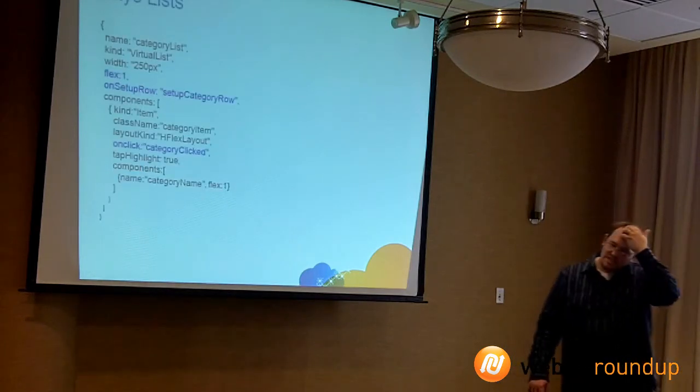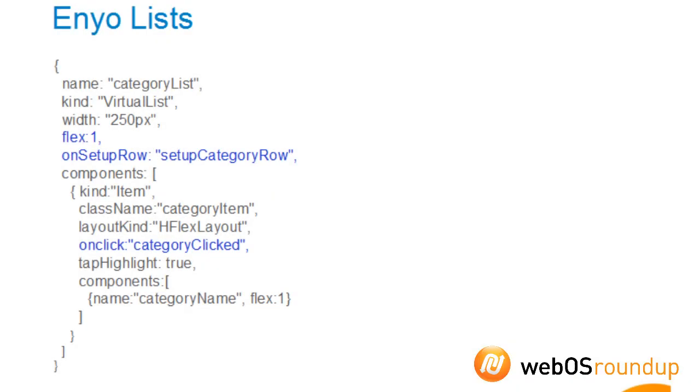Lists work a lot differently in Enyo, and I actually enjoy them once you get around how it is. You start it by giving it its name, and you define its kind as a virtual list. In this case, he's going ahead and setting a width on it, which you can do directly. A flex of 1, so it'll take up the whole vertical space within the left sidebar.